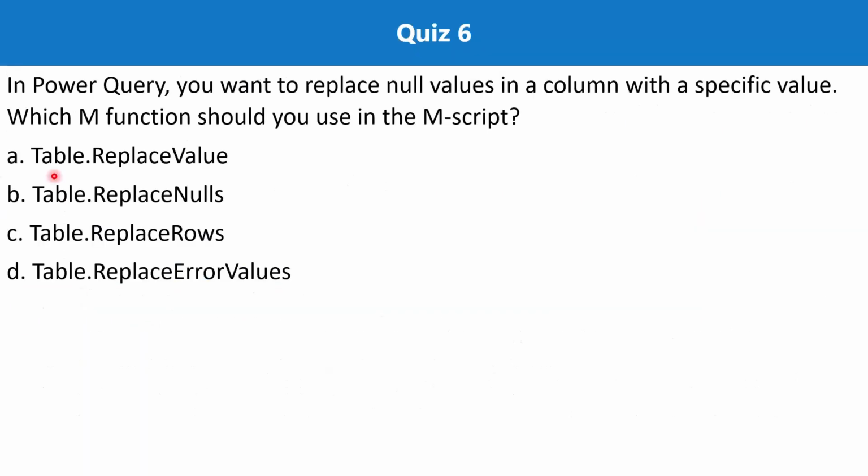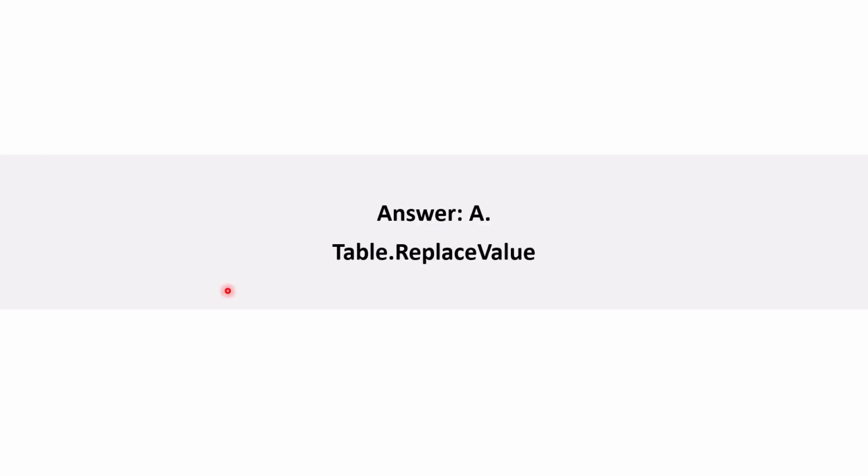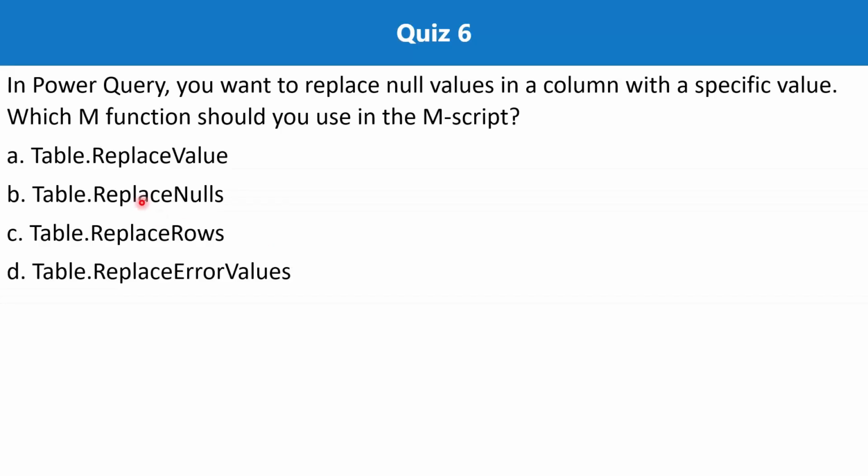Question 6. In Power Query, you want to replace null values in a column with a specified value. Which M function should you use in the M script? So the 4 options include Table.ReplaceValue, Table.ReplaceNulls, Table.ReplaceRows, Table.ReplaceErrorValues. So the correct answer for this is Table.ReplaceValue, because this is the function that is used in the M language, or the M function that is used in the M script.